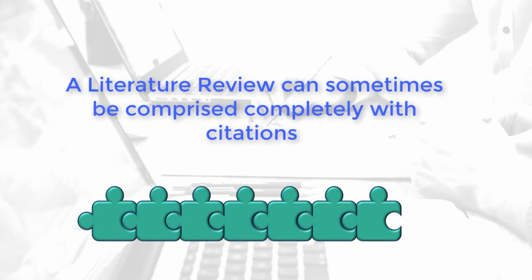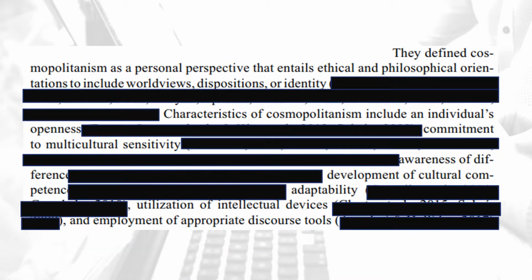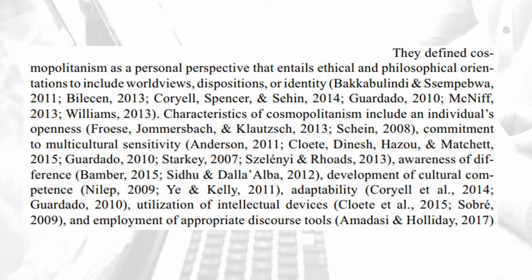In fact, some sections of literature reviews are entirely made up of citations. Let's look at this example text from an actual literature review. You can see, without the redacted passages, this passage reads smoothly without any stops. When we reveal the blacked out portion of the text, you can see the entirety of the passage is actually made up of paraphrased concepts from the literature.